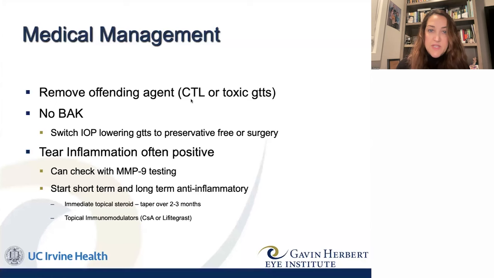These patients are often inflamed. So when we test their tear film inflammation, their MMP9 testing is often positive for inflammatory cytokines. So a short course of anti-inflammatory mild steroids or longer term immunomodulators on the ocular surface may actually help as well in terms of improving the tear film quality.